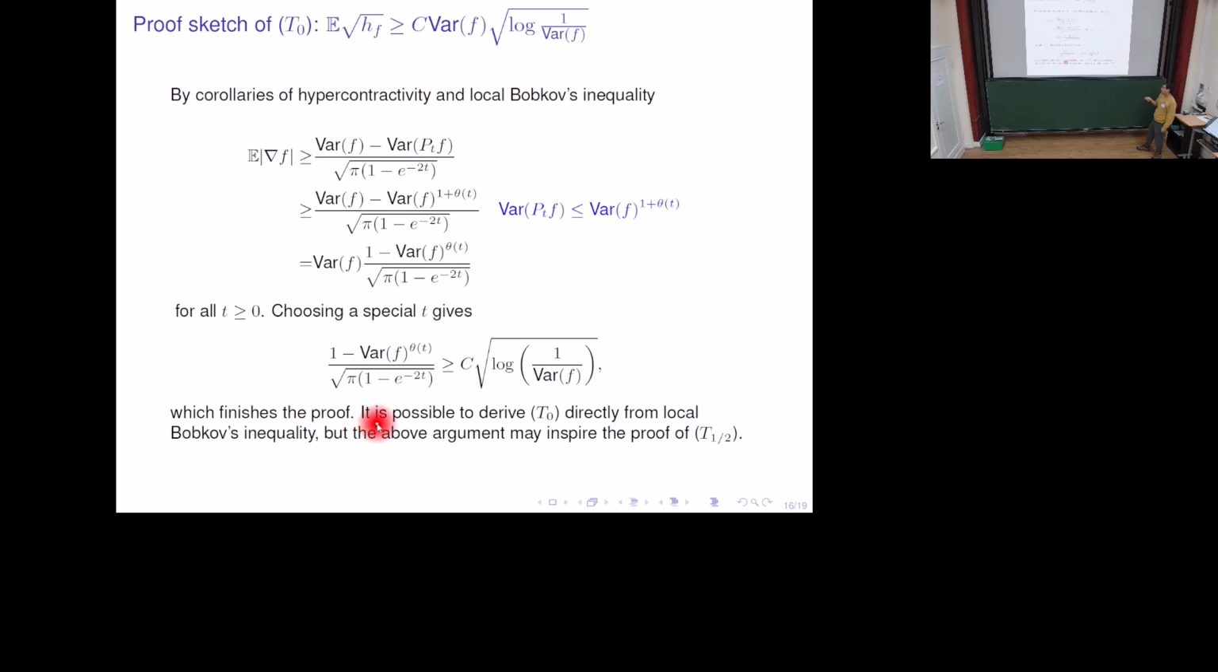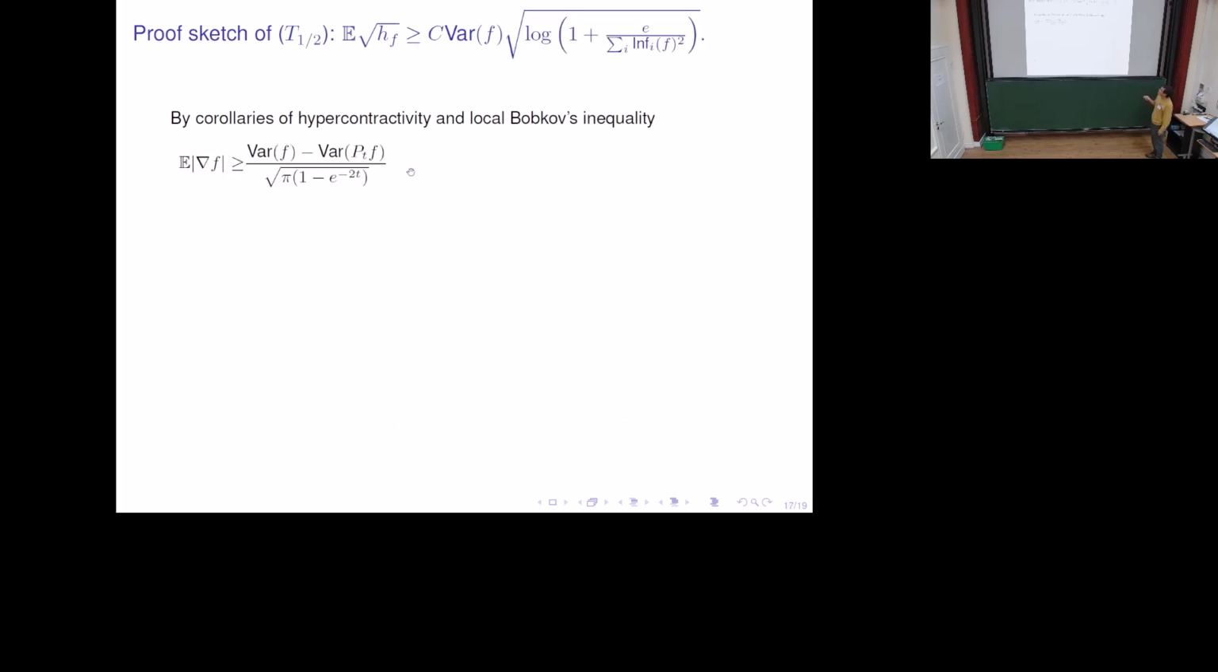But this is actually a very complicated proof of this inequality. I will give you a shorter proof of this without using hypercontractivity. But this is a complicated proof of T naught, instead of what you do for T1 half. For T1 half, you follow the same strategy. You get a lower bound of the expectation of the sensitivity by this corollary of local Bobkov. Then this time you use the upper bound of variance of f in terms of this W stuff. And you need this in the end anyway.